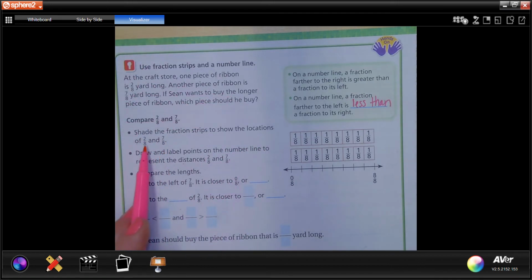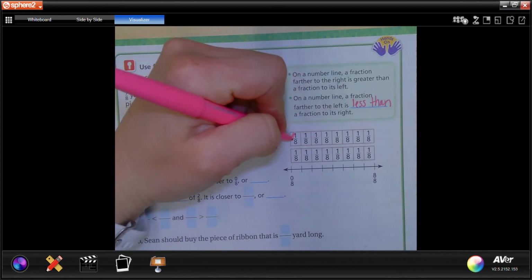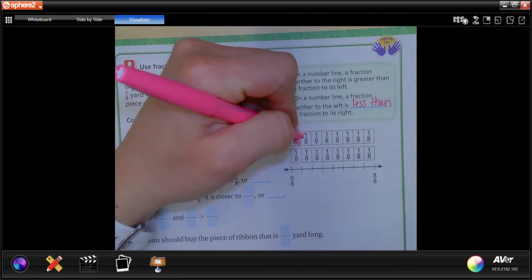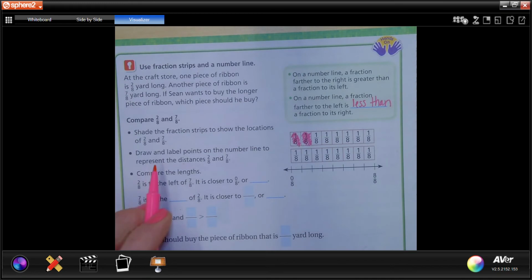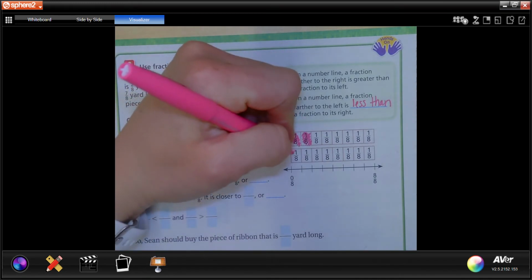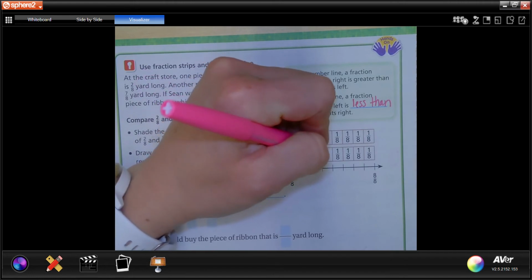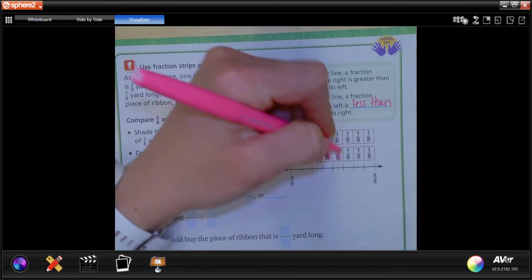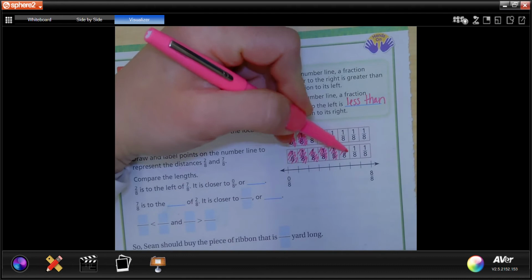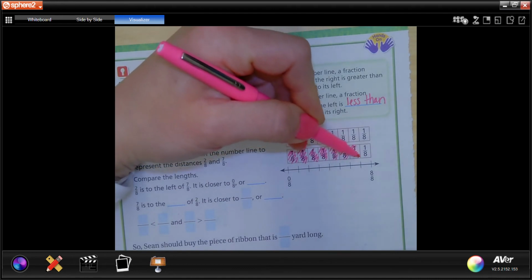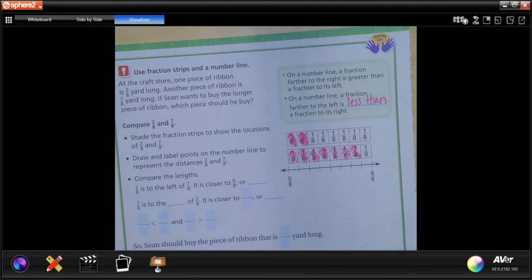So in the first strip we will do 2/8. 1/8, 2/8. On the second strip we will do 7/8. 1/8, 2/8, 3/8, 4/8, 5/8, 6/8, 7/8. Okay.